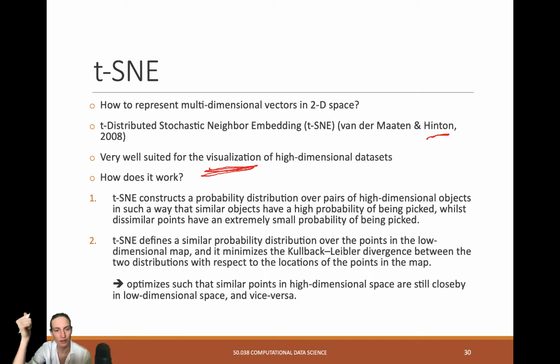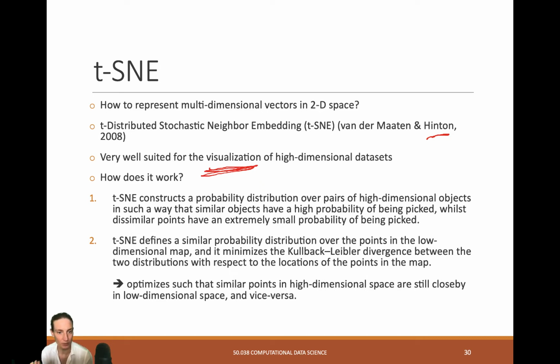Step one, t-SNE constructs a probability distribution over pairs of high-dimensional objects in such a way that similar objects have a high probability of being picked first, while dissimilar points have an extremely small probability of being picked. You understand that? So we basically say similar objects will have a high chance of being picked first, and dissimilar points have a small probability of being picked.